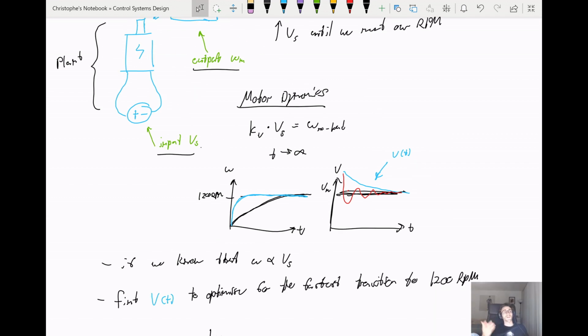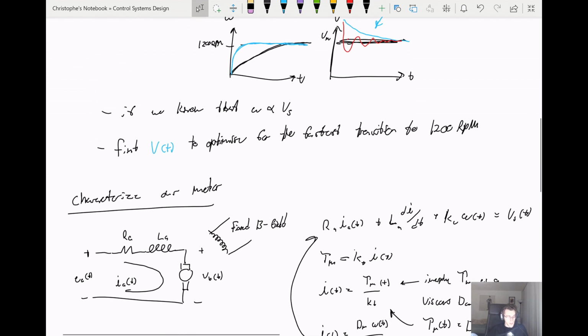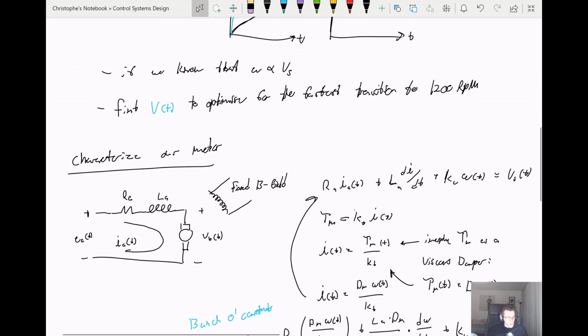So in order to find our optimal V of t, we first need to characterize our motor plant system. To do that, the way we're going to set this up is just a really simple electrical circuit. We are supplying a voltage V source here. We can model a motor as basically just a resistor and an inductor with a certain back EMF represented by VB of t here.